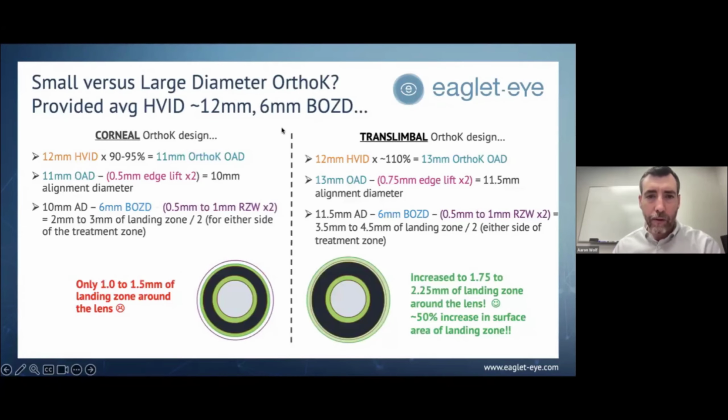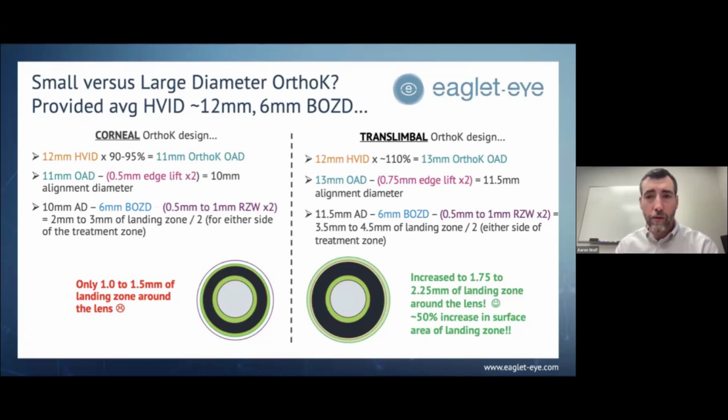This last slide that I'm going to share is basically just a comparison slide between our more traditional corneal OrthoK and our slightly larger translimbal OrthoK. One is not necessarily better than the other. It's not necessarily the point I'm making, but I think there are advantages to the translimbal OrthoK that we don't necessarily have in corneal OrthoK.